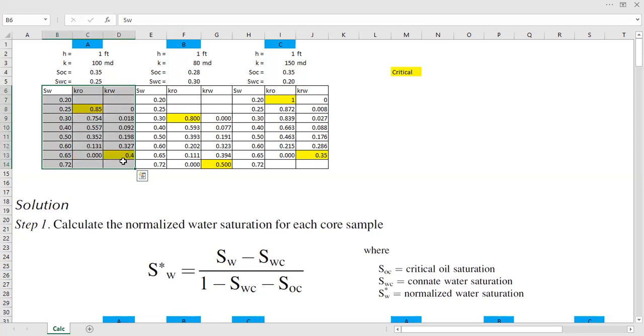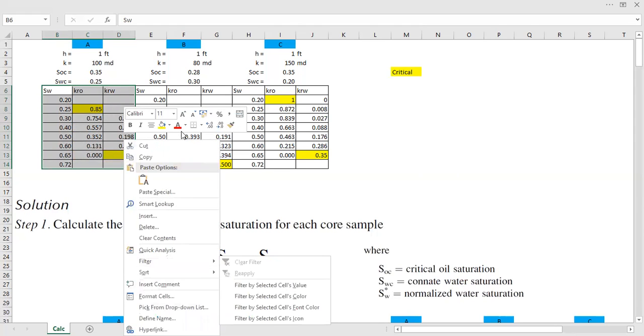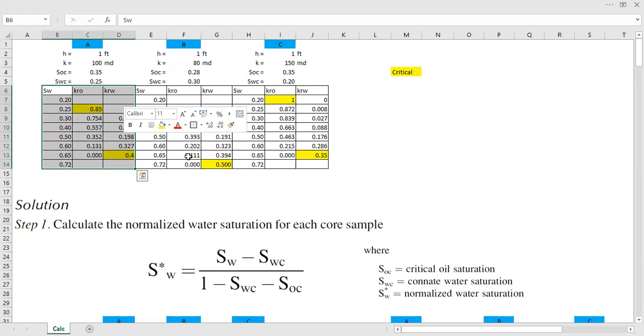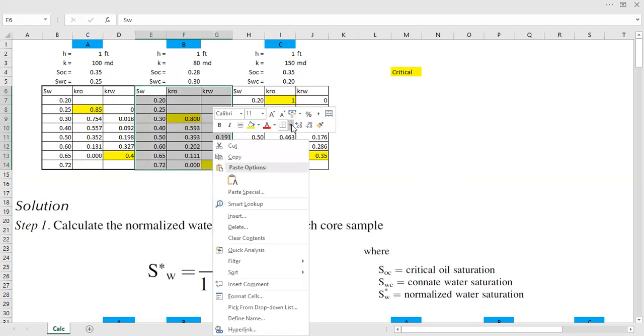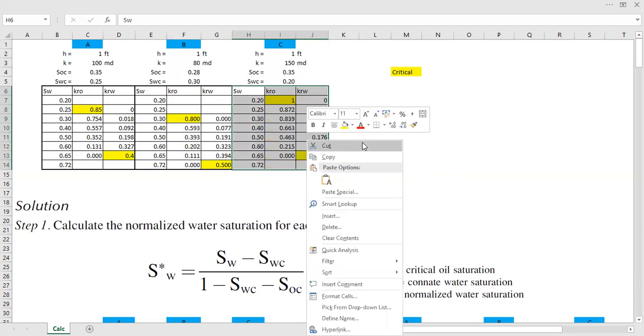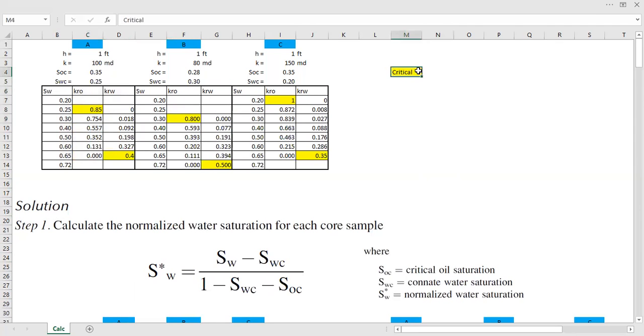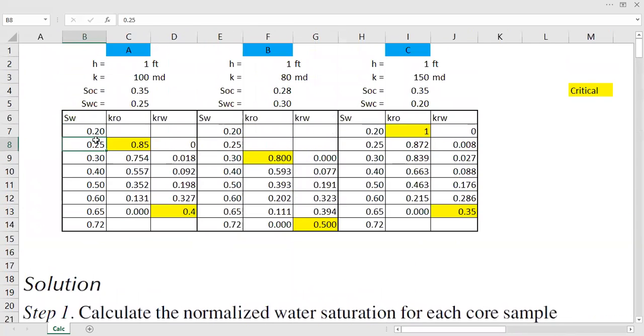And here is our relative permeability package from core sample A, core sample B, and core sample C. Here I use yellow color to denote the critical saturation. Like this one, this is the 0.25 core water saturation, and the relative permeability of the oil at this core water saturation is 0.85. On the other hand, at residual oil saturation, or saturation of water of 0.65, the maximum relative permeability of water is 0.4, and so on and so forth.